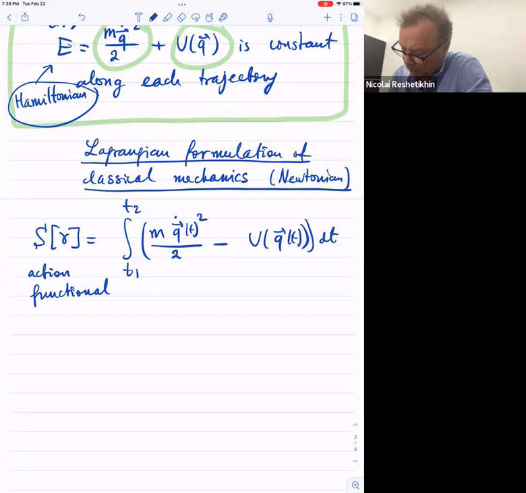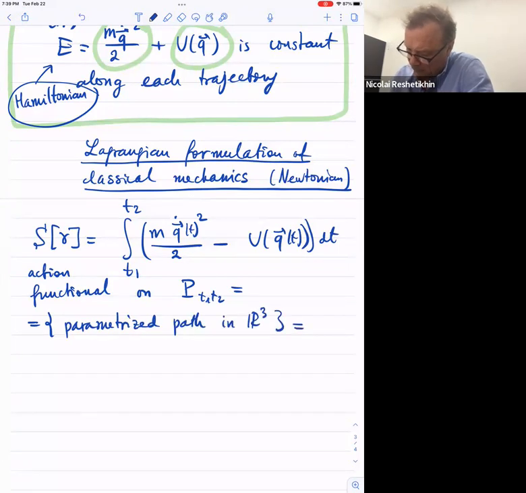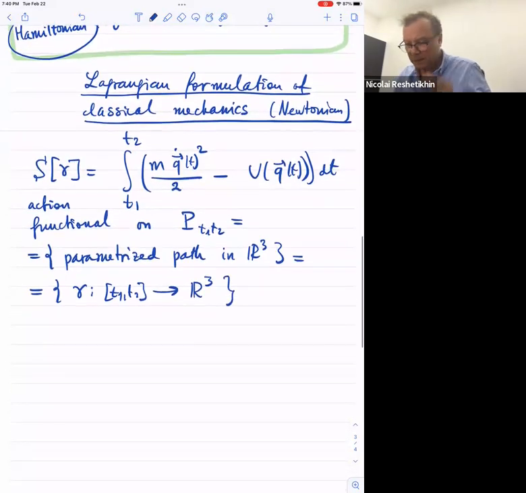So let's call it a functional on P(T1, T2), which is the space of parameterized paths in R3. It's the same as mappings gamma from the interval T1, T2 to R3. Unless we need something dramatic, I will always assume that these paths are smooth. In other words, they are differentiable sufficiently many times.